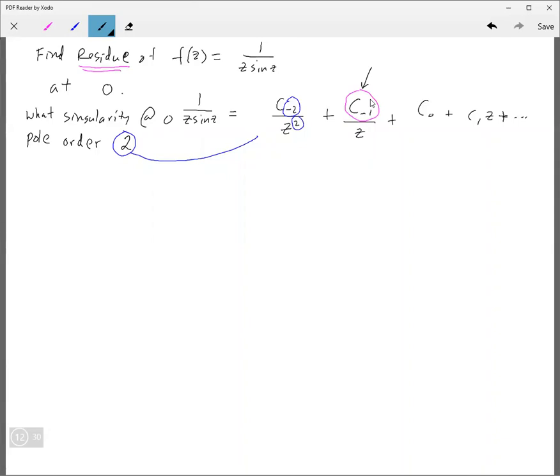Okay, let me get you started. Multiply both sides by z squared. That will give us z over sine z over here. Over here, we're just going to have c minus 2.